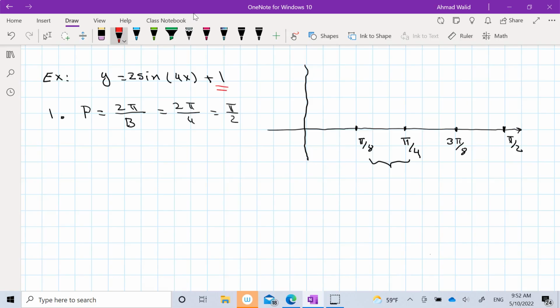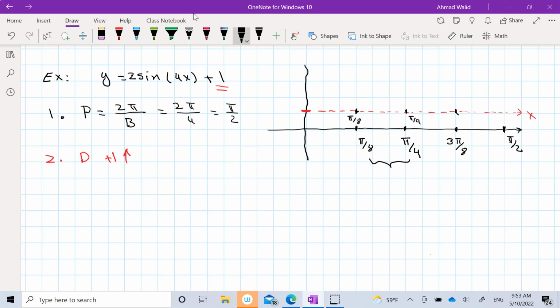Your D is positive 1. Step number 2. D is positive 1. It means you shift up 1 unit. If I mark here 1 unit, correct? I will draw this line. Some professors don't do it, but I draw it for better graphing, and actually this is your new axis. To not be confused, I recommend you move all these points. Here, pi over 8 to this line. Here, pi over 4.